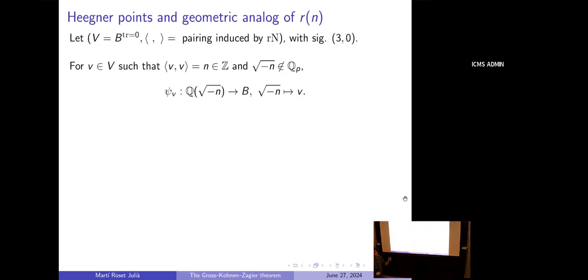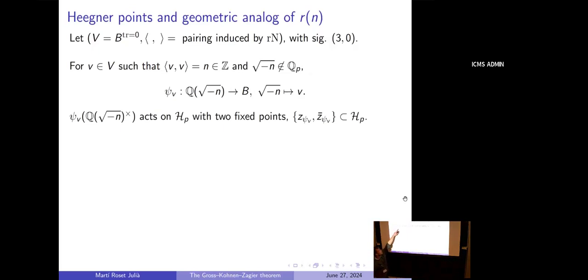Now we can do something very similar to what we did with Gamma. We can use the splitting of the quaternion algebra to view the units of the quadratic imaginary field inside GL_2(Q_p) and make them act on H_p by Möbius transformations. One could study this action and study the fixed points of that action. We get that there are exactly 2 fixed points in H_p that I'm denoting by z_v and z_v bar.